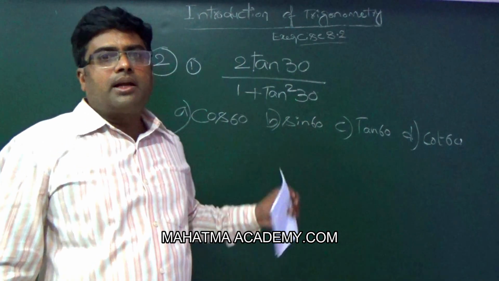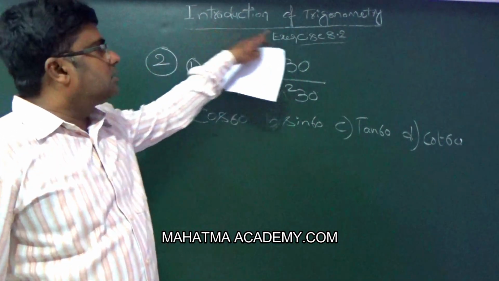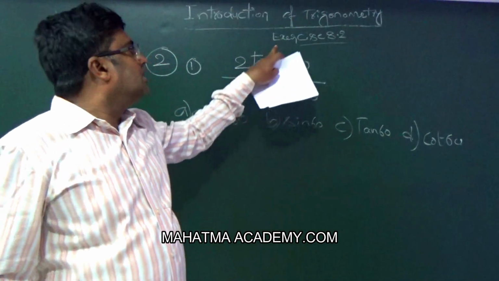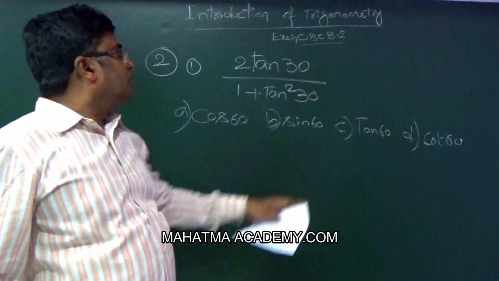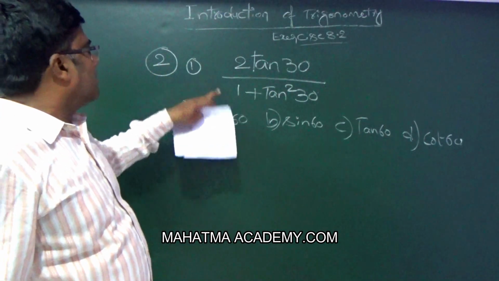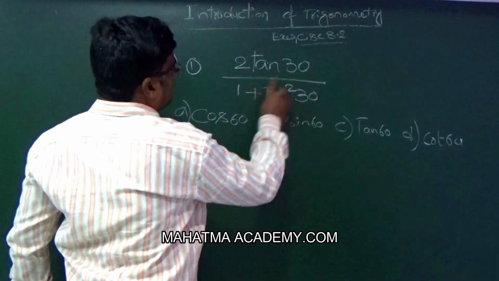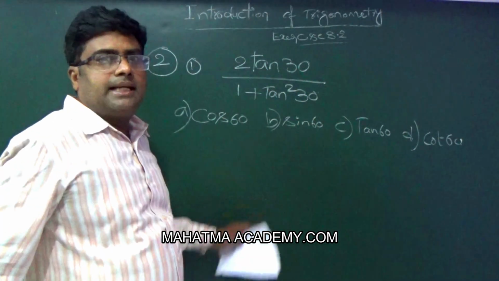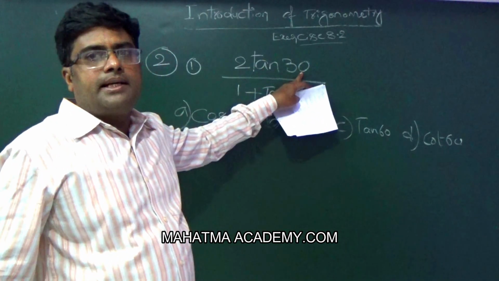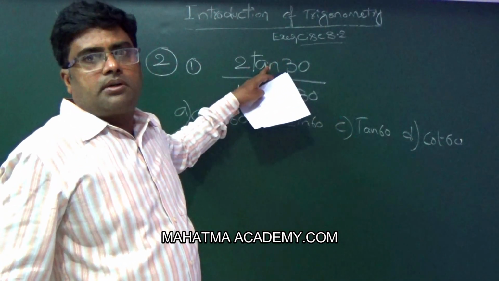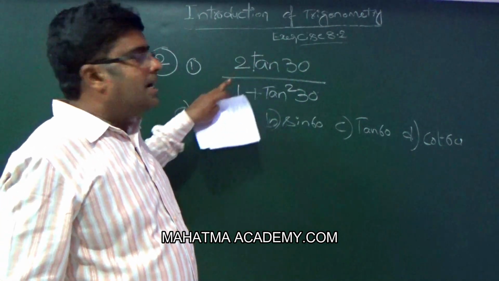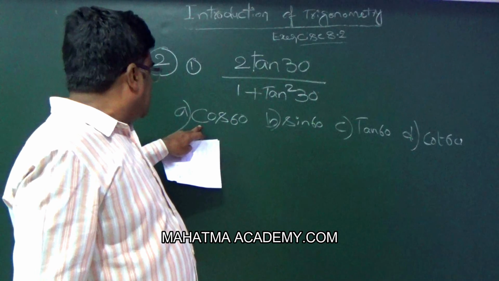Okay, students, today we will teach introduction to trigonometry. Under introduction to trigonometry, exercise 8.2, problem number 2. In problem number 2, the first problem is 2 tan theta upon 1 plus tan square theta. What about tan theta? Tan theta is 1 by root 3. Substitute the tan theta value in the question, we will get the result and compare with these options.